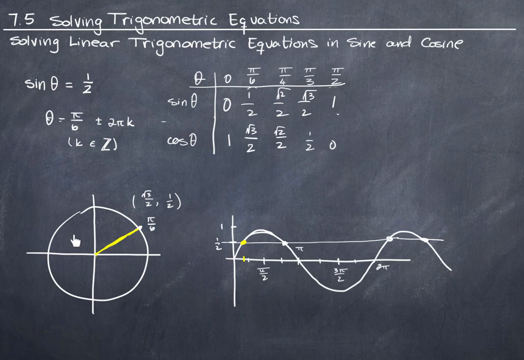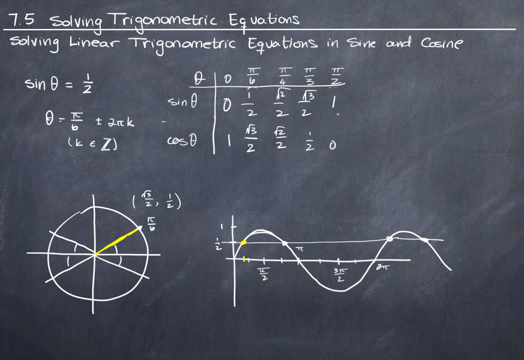Remember that each one of these quadrants will have an angle in it that has a reference angle of pi over 6. Let me draw those in. There's one in quadrant 2, there's one in quadrant 3, and there's one in quadrant 4, right? These are all reference angles of pi over 6. And so these are all going to have a sine of 1/2, except that in quadrant 1, it's positive. In quadrant 2, for sine, it's positive. In quadrant 3, for sine, it's negative. And in quadrant 4, for sine, it's negative.